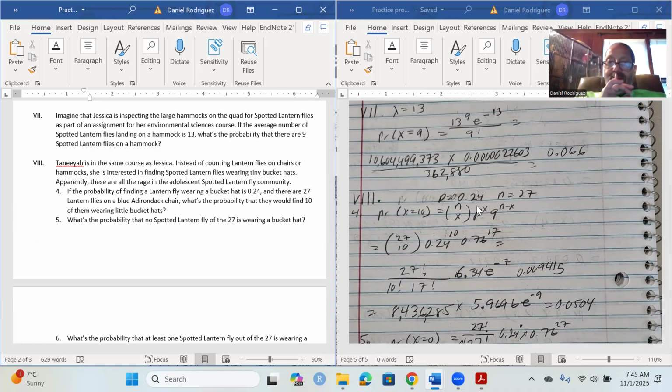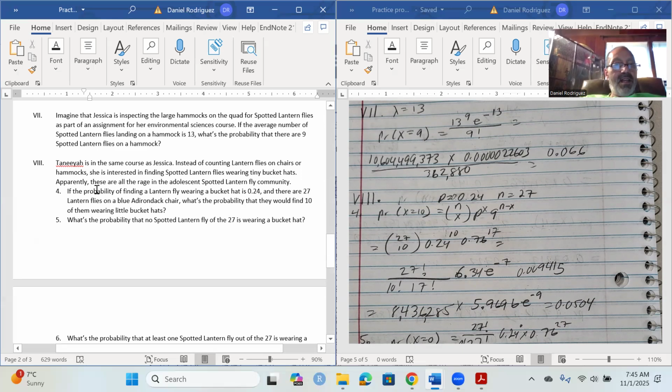Oh, okay. So this is a different problem. Okay. So this is not, and I was for a second because my mind works that way, right? This isn't a Poisson problem, because there are some differences here. So let's look at this again. Tania is in the same course as Jessica. Instead of counting lanternflies on a chair or hammock, she's interested in finding spotted lanternflies wearing tiny bucket hats.